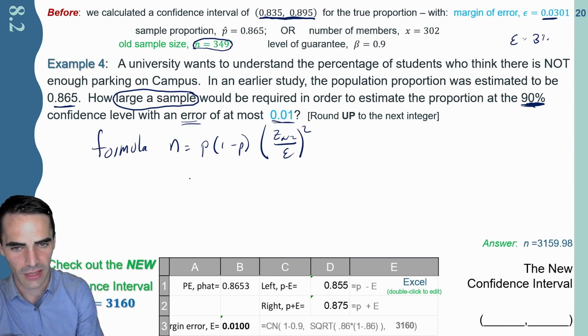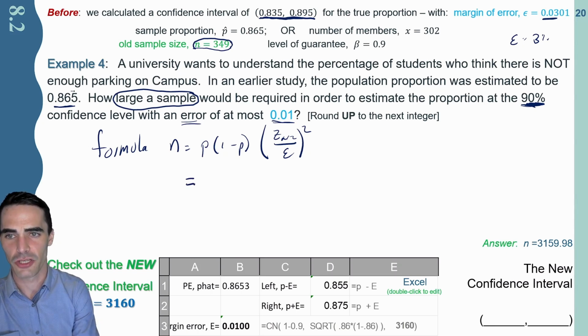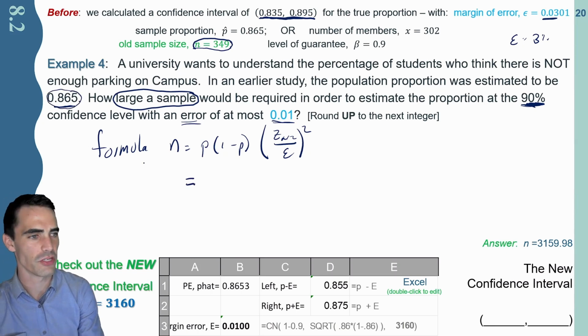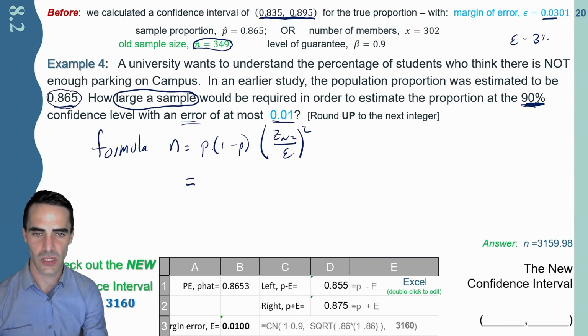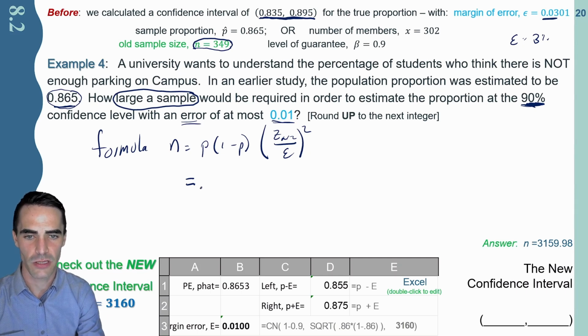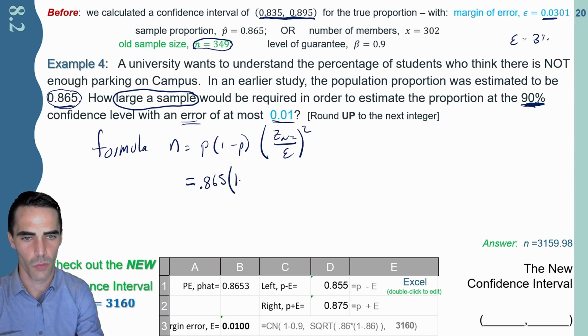The first ingredient that I want to highlight for you is this population proportion. This is an old estimation, what we think it is, and so that's what I'll type in for the p-value. It should be 0.865 times 1 minus 0.865. And then here's my bigger parenthesis because I got a little division to go on under here.